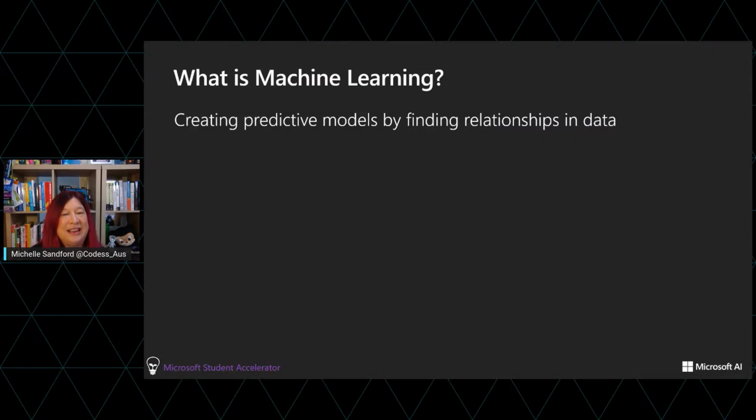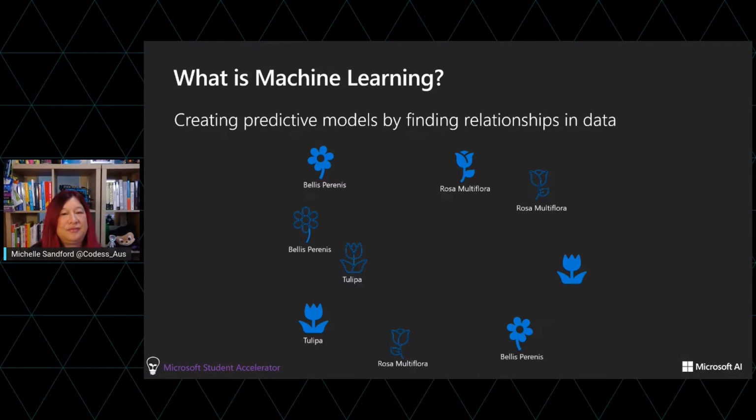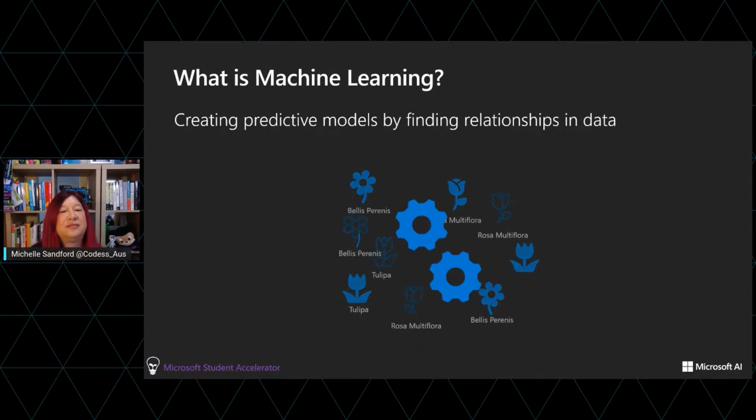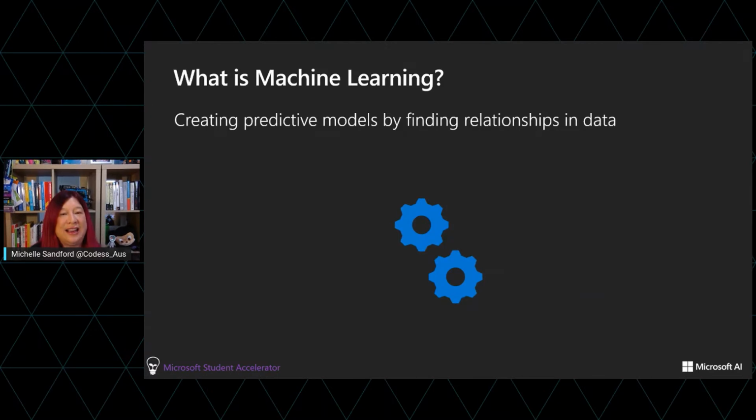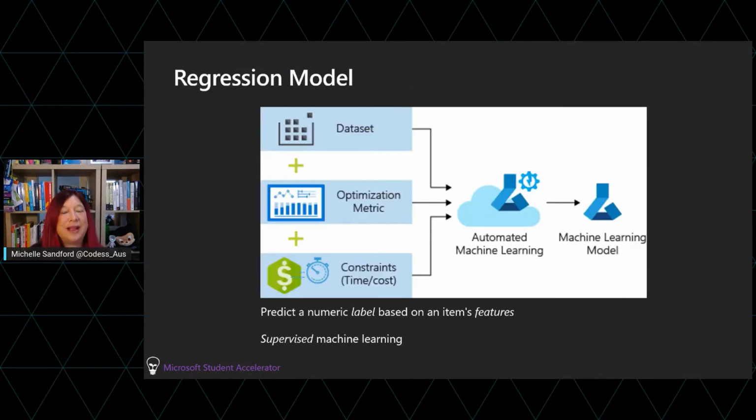So machine learning is creating predictive models by finding relationships in data. And you should recognize this little GIF here. It's the classification image generally. That little GIF was in the machine learning path. Okay, so regression models.